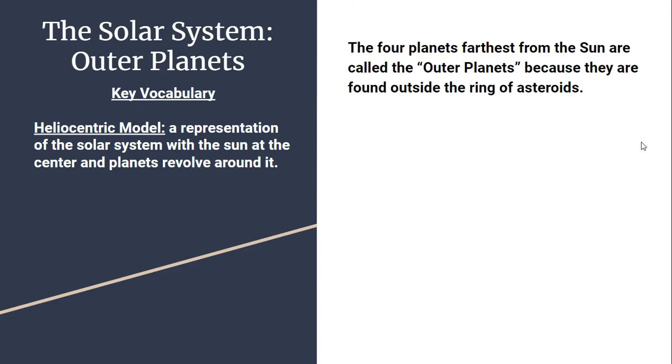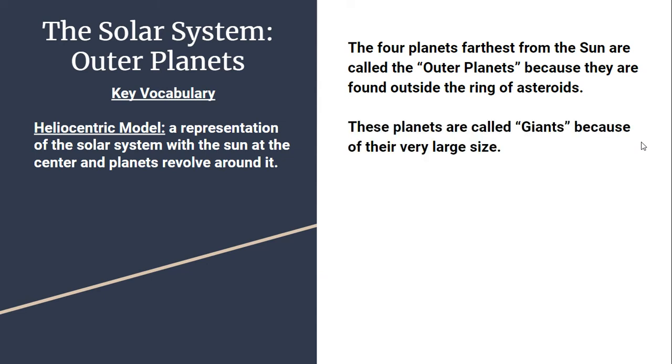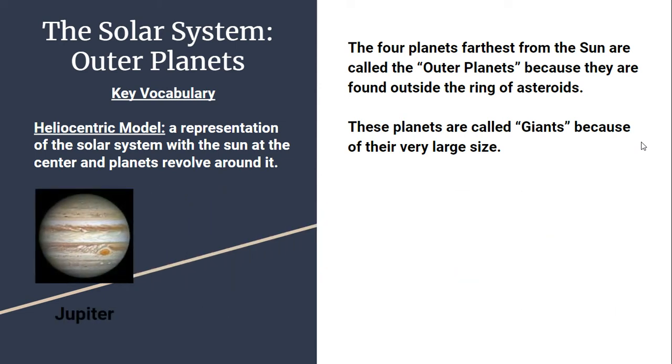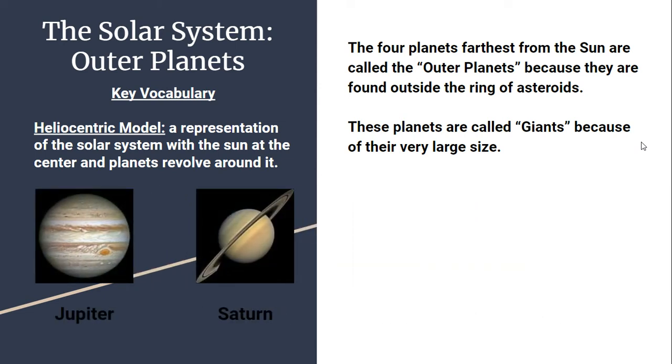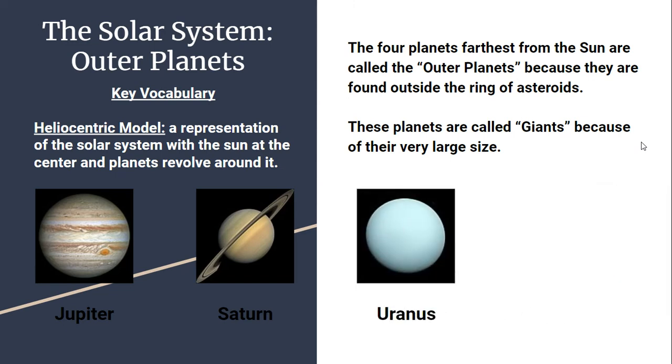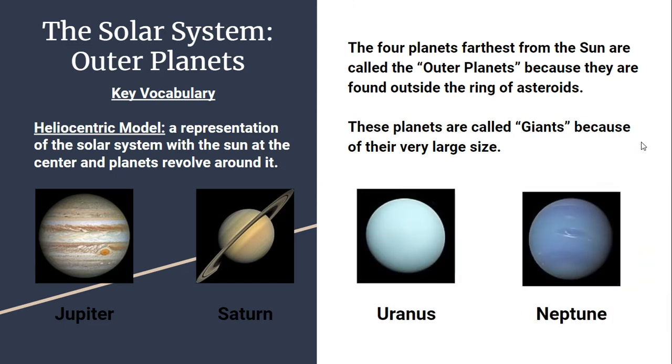We mentioned that there were inner planets, and so logic would tell you that there should also be outer planets. And these are found beyond that ring of space debris we call asteroids. These are very, very large in size when compared to the inner planets, and are sometimes called giants. They include Jupiter, Saturn, Uranus, and Neptune.